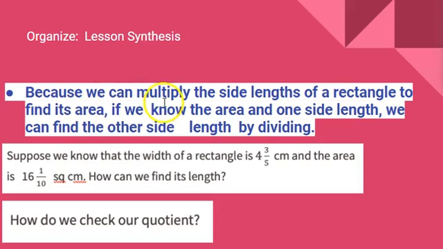And because we can multiply the side lengths of a rectangle, if we know one side and the area, we can divide to find the other one. Kind of like what we did on that last problem we just solved out. Here, if we know it's 16 1/10 overall, and one side's 4 3/5, then we can divide by 4 3/5 and get our quotient. And how do we check that? Yeah, whatever we get for a quotient should multiply by this to make the 16 1/10.